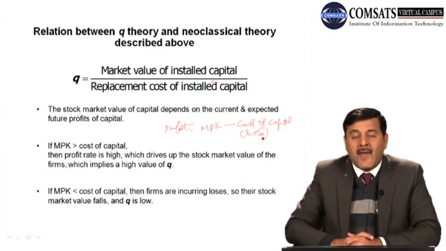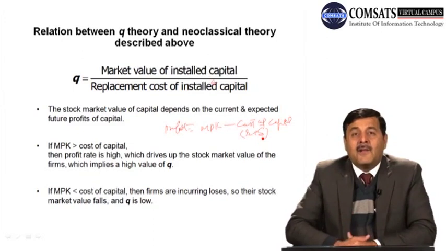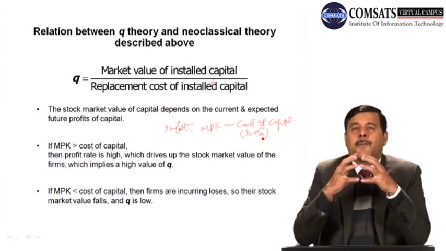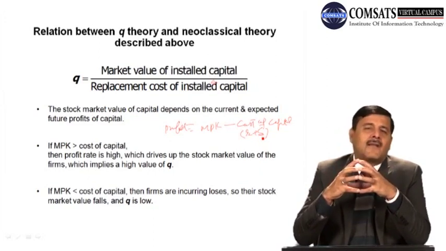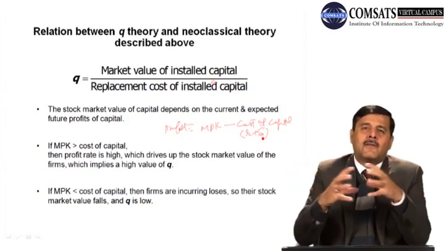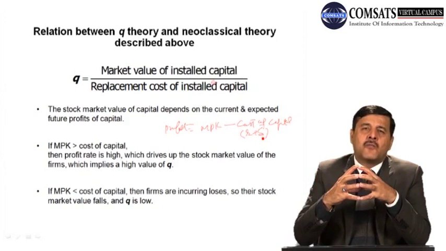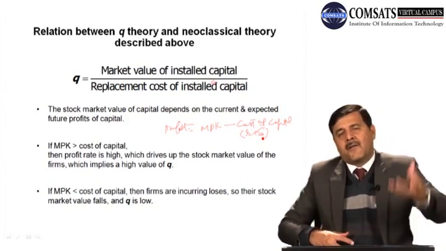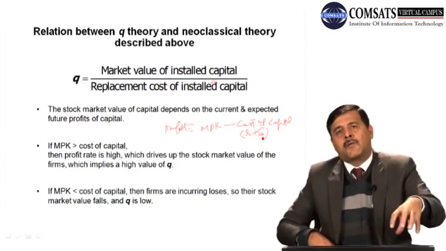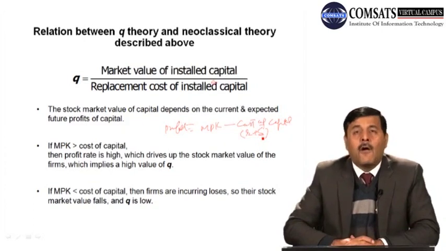So if MPK, the marginal productivity of capital, is less than the cost of capital, what will happen? Then the firms are incurring losses. They will bear a loss, right? So their stock market value goes down. When their stock market value goes down, the Q value is also low. So the profit rate of the firms and the Q value are positively correlated. There is a positive or direct relationship between these two parameters. Whenever the profit rate goes up, Q also goes up. When the profit rate goes down, Q will also go down.